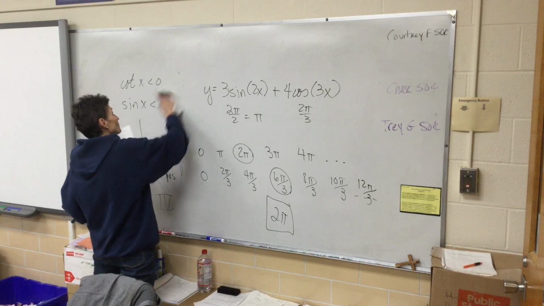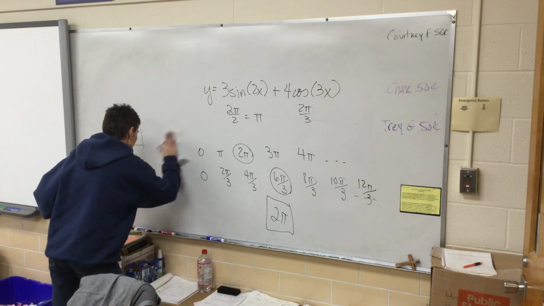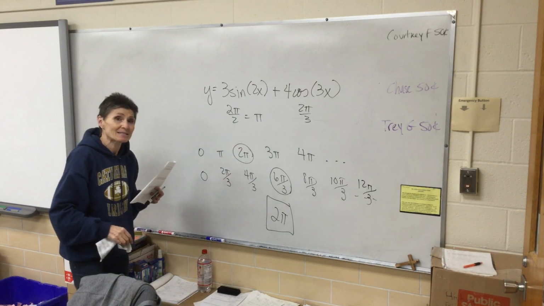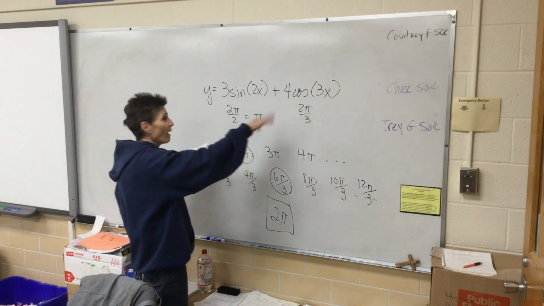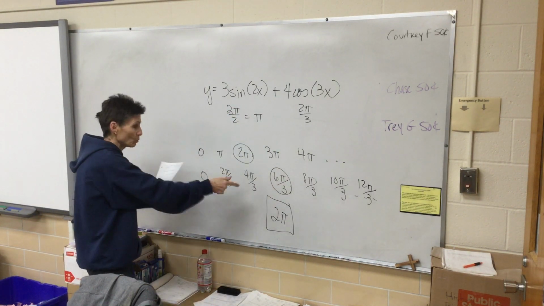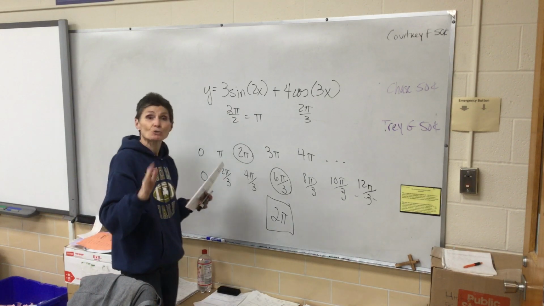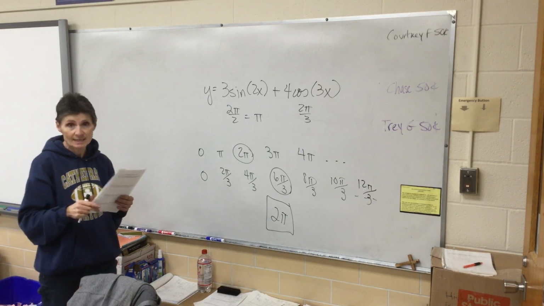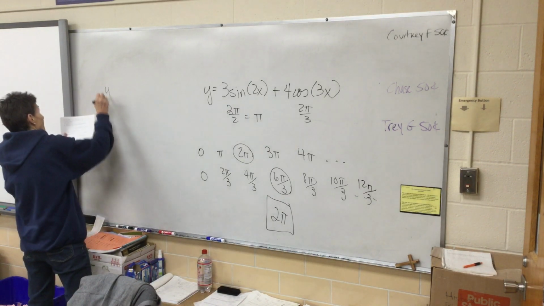By the way, if the two functions that you happen to be adding together have the same period, these do not, but if this one was pi and this one was pi, then of course the period of the sum would be pi. They're called sinusoids if they have the same period. All right, so let's see this one.